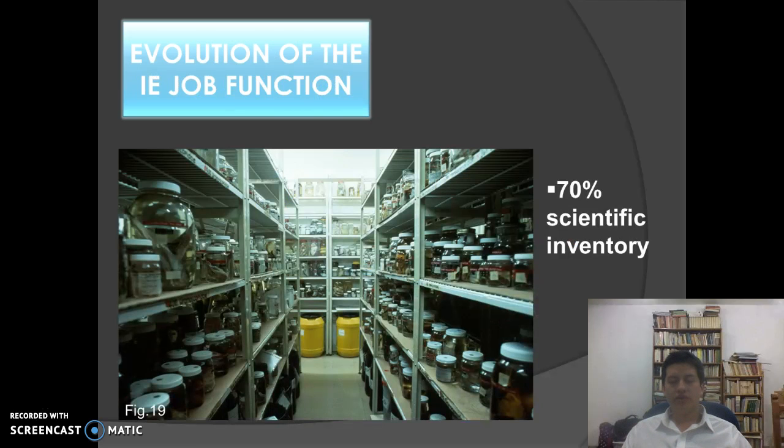Evolution of the industrial engineering work function. Industrial engineering promises to have a great impact in the process of decision and planning. By 1970, more than 70% of these functions were in the systematic engineering analysis and scientific inventory.